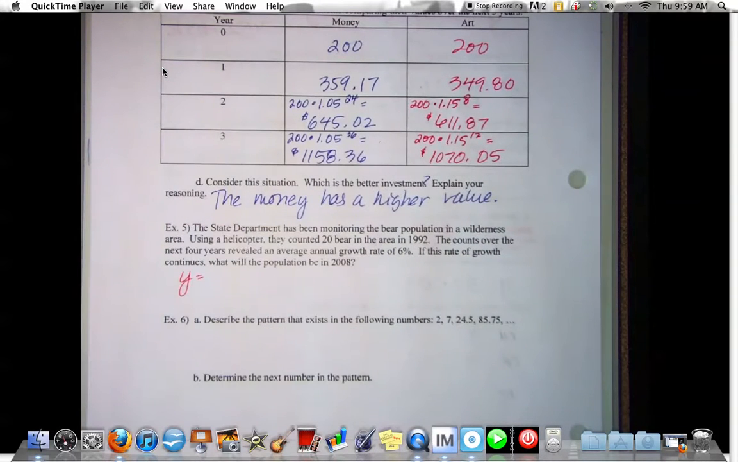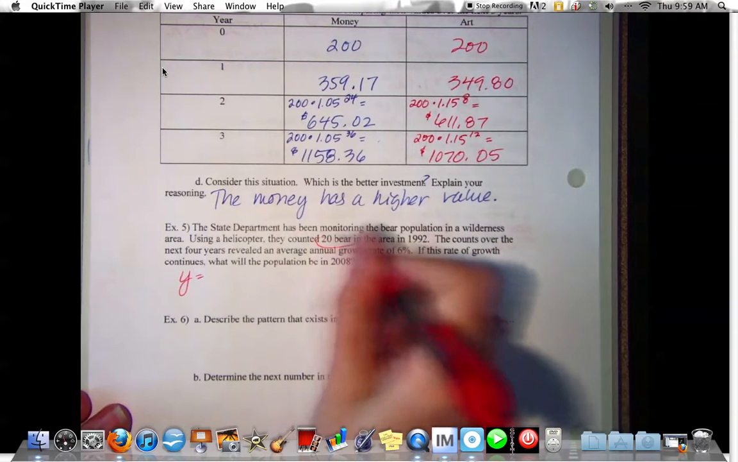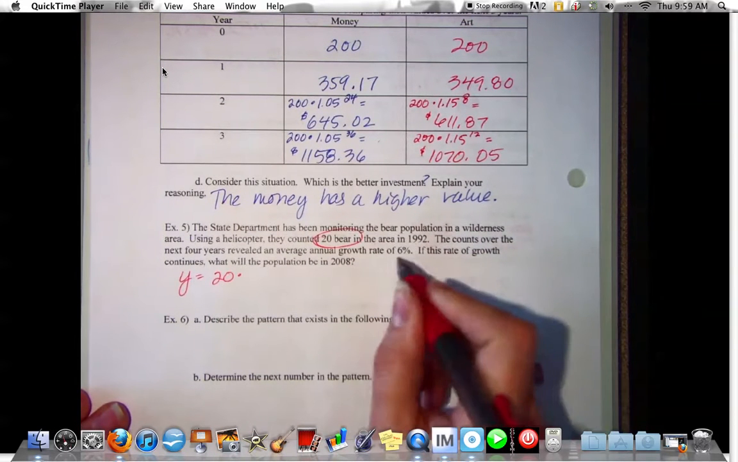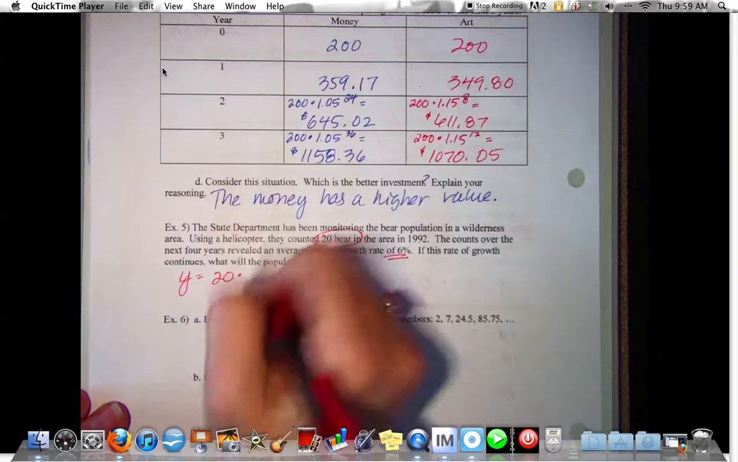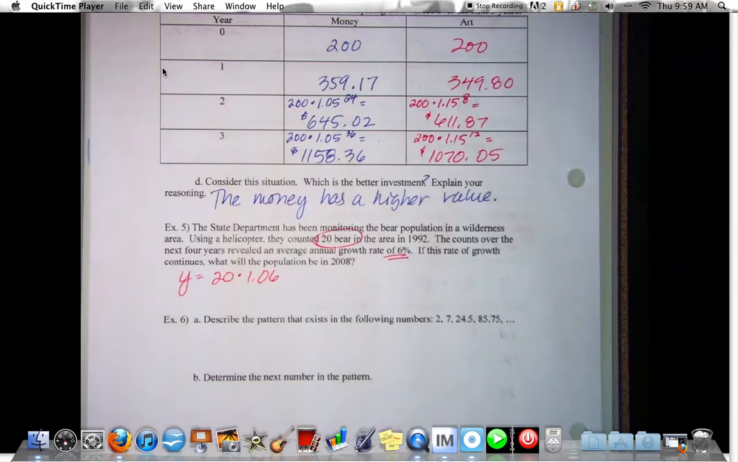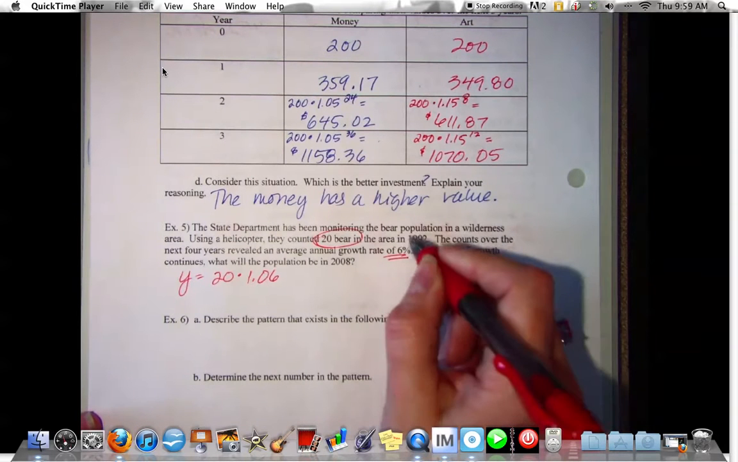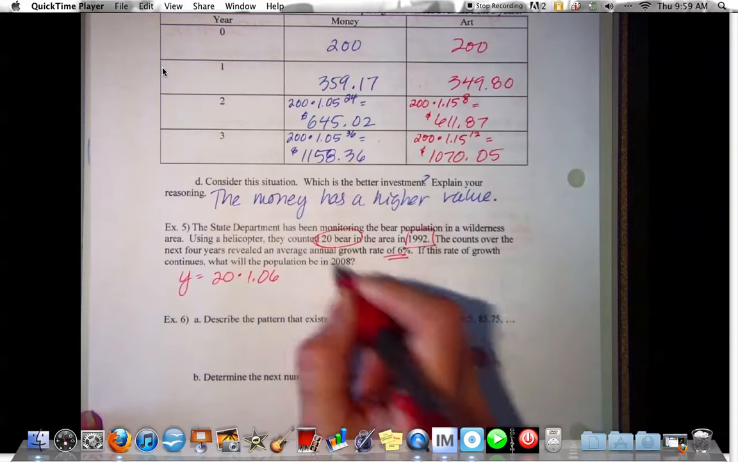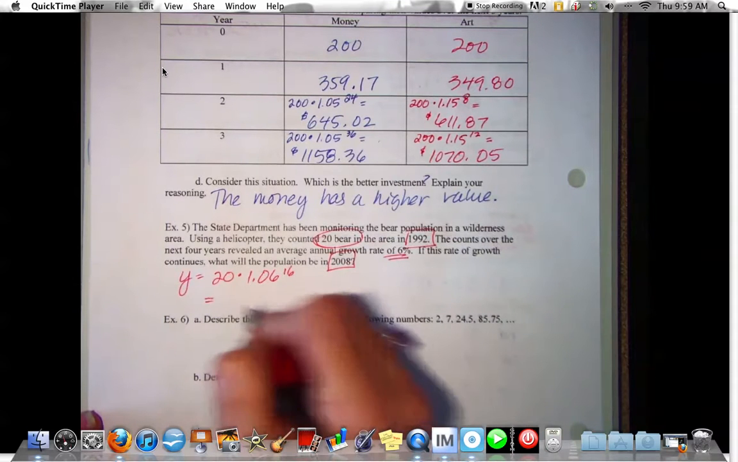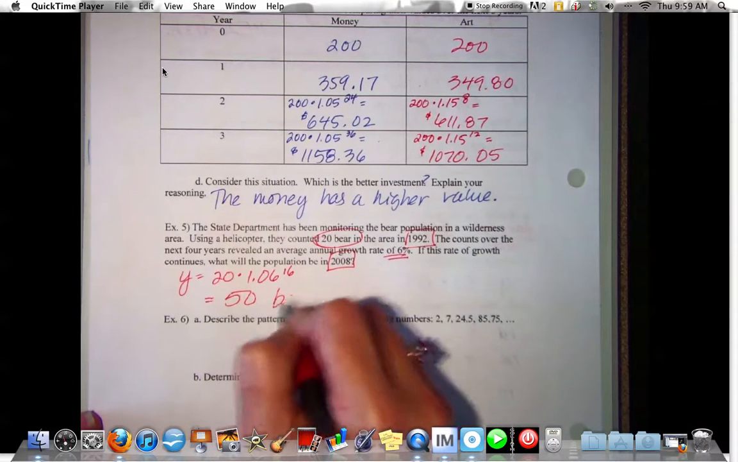What is my initial bear count? 20. Times what? 1.06. Okay, we have a growth rate of 6%, so that gives us a factor of 1.06. To the what power? 16th power. Why 16? Because that's the difference between 1992 and 2008.